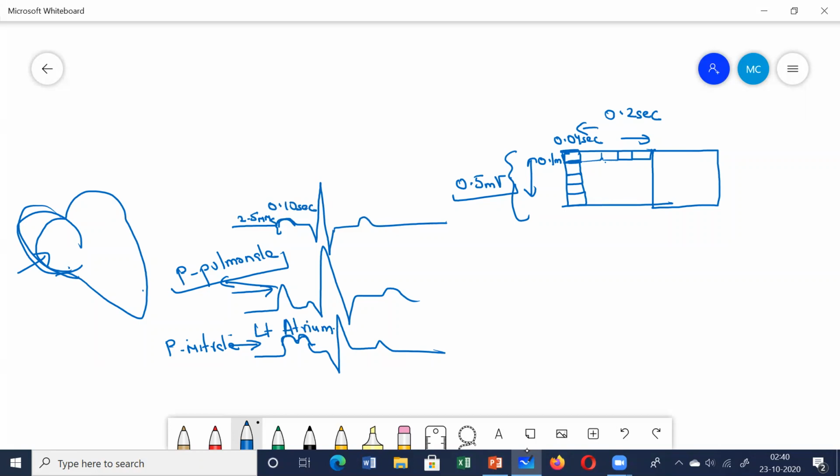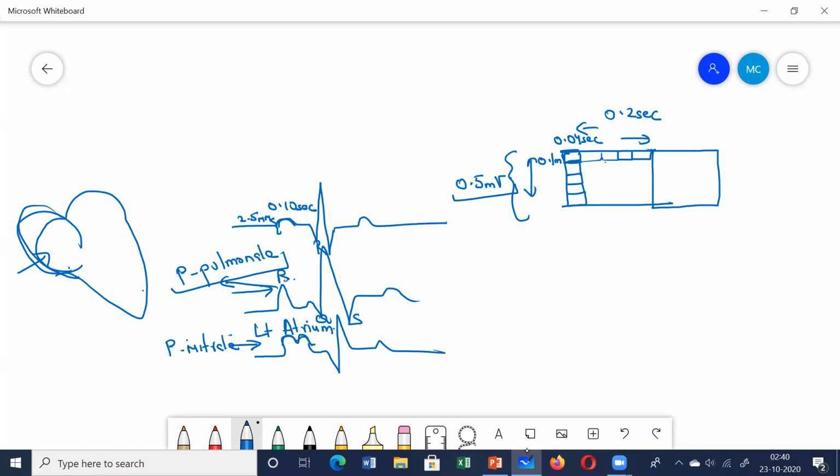Enlargement in the left atrium. Okay, so next we need to know what you understand by this PR interval. See, this is your P wave. Okay, so this is your QRS. Actually, in most normal ECGs, this Q wave is usually missing.